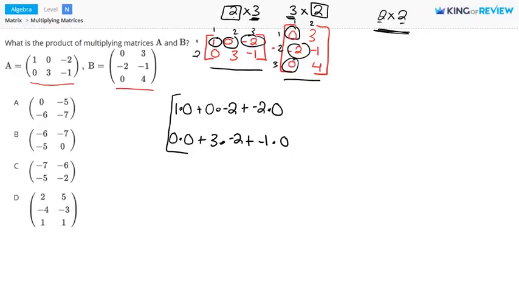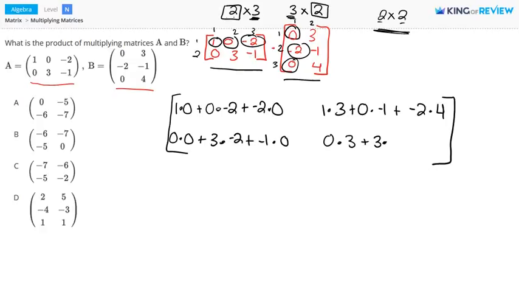Now let's move over to the second column. This entry is going to be 1 times 3 plus 0 times negative 1 plus negative 2 times 4. And our final entry is going to be 0 times 3 plus 3 times negative 1 plus negative 1 times 4. So now we've set up the math for each of these entries. Now let's simplify the entries.